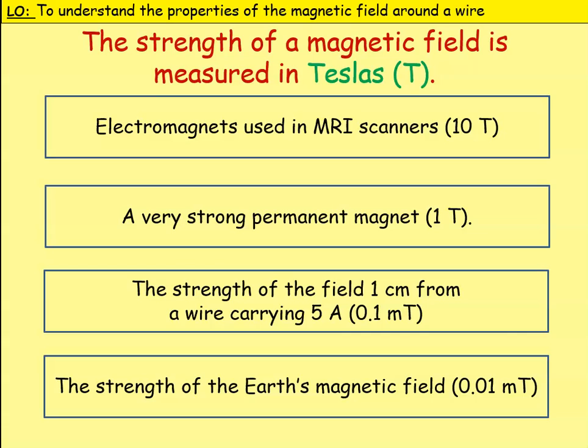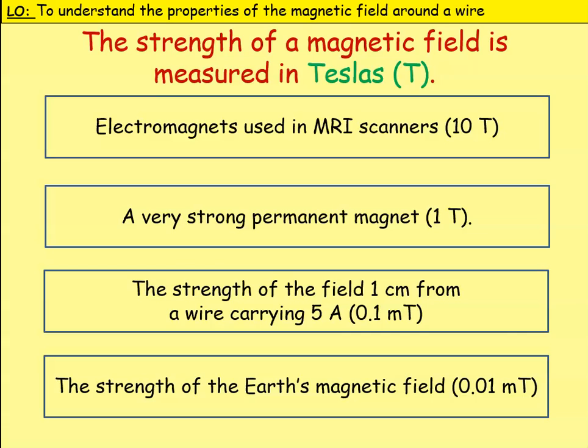Okay, they go in this order. The strongest are the electromagnets used in MRI scanners. They're 10 Teslas. We measure the strength of a field in Teslas. Slightly weaker than that is a very strong permanent magnet. 10 times weaker, a very strong permanent magnet.